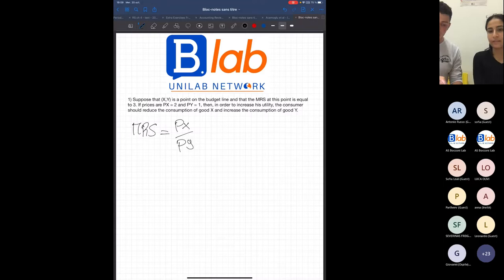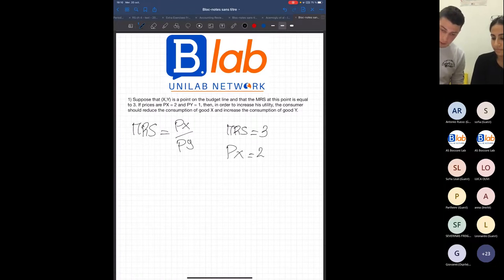Okay, anyway, so what you guys have to keep in account for this exercise is that we maximize utility when this condition holds. So when the marginal rate of substitution equals the ratio between price of X and price of Y. In this case, we are told that the marginal rate of substitution is equal to 3, while price of X is equal to 2, price of Y is equal to 1. Therefore, what we can notice is that our marginal rate of substitution, 3, is greater than 2 over 1.